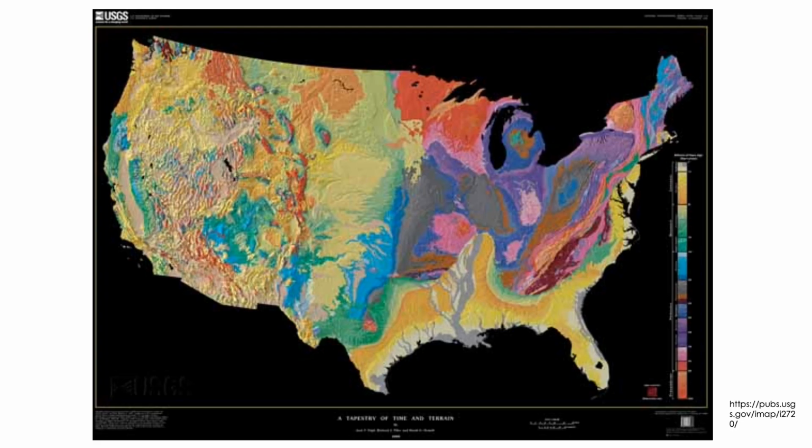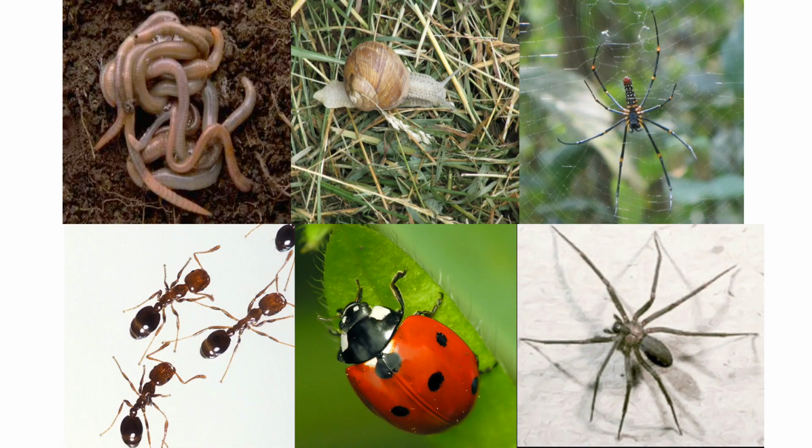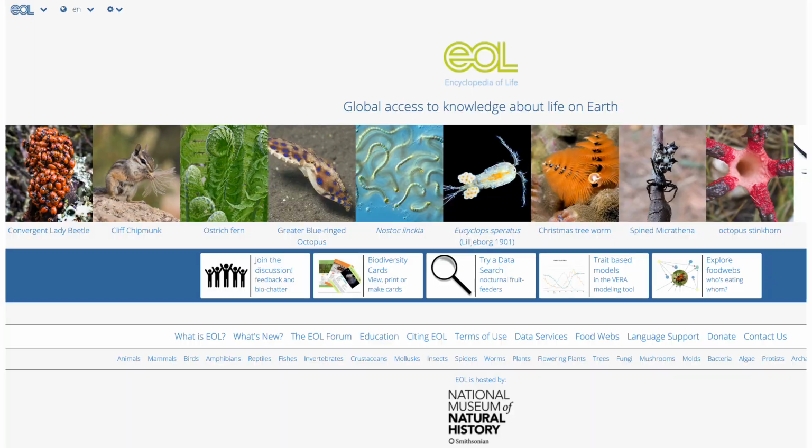United States Geological Survey tapestry of time, sunlight, and different rock types over centuries. Next, scratch on that surface of the earth and you will find that it is teeming with life. Silverfish and centipedes, worms and slugs and spiders and ants, oh my. In my biome, we have cheeky chipmunks, squirrels, ducks, deer, foxes, raccoons, coyotes. Check out what you have in your biome and take pictures and submit the pictures and help contribute to the National Museum of Natural History Encyclopedia of Life.